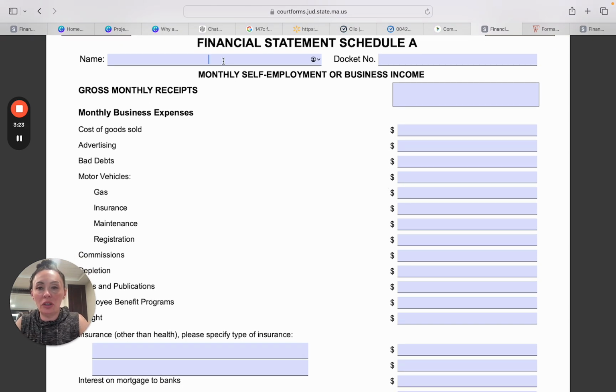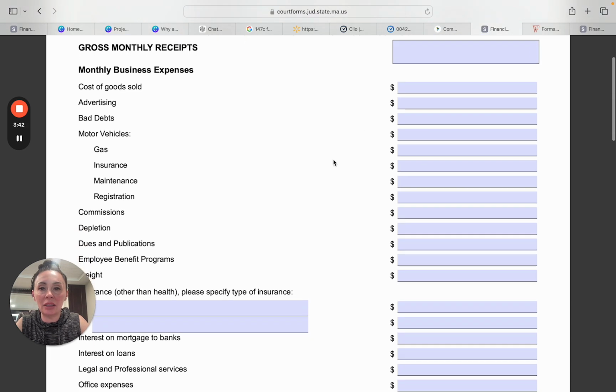The first thing you're going to do up at the top is put in the name of your case. We'll just call it Smith v. Smith. All right. Docket number. If you want to make life easy for your attorney and you know your docket number, put it on in. Then getting into the nitty gritty of it, gross monthly receipts.